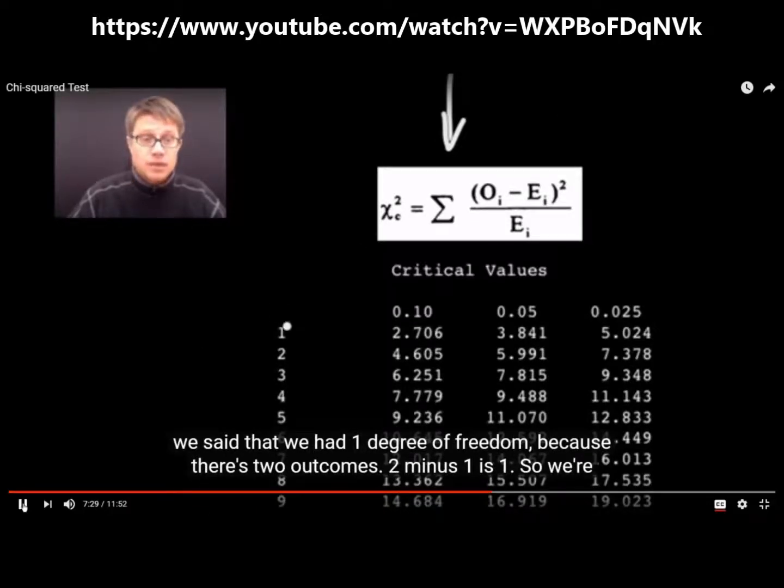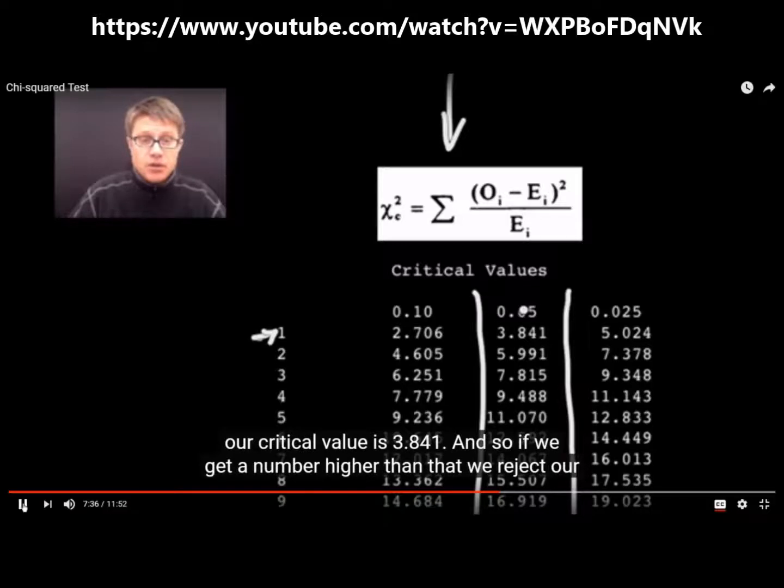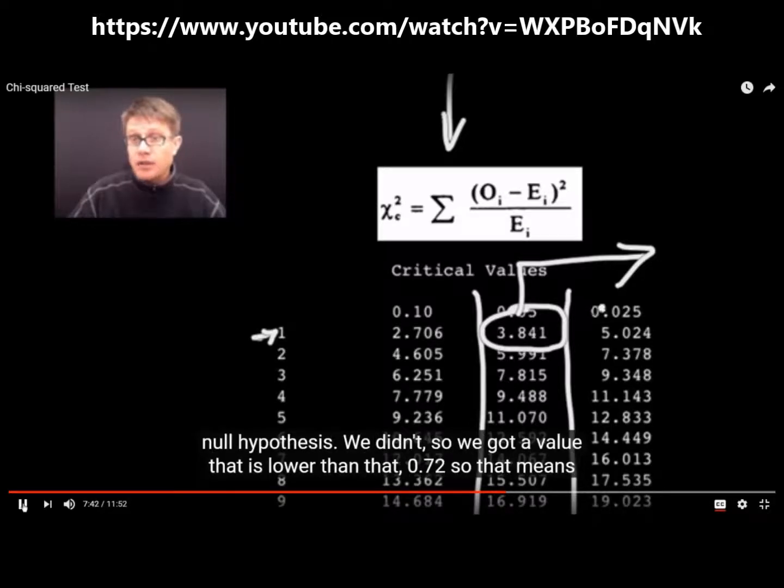2 minus 1 is 1. So we're in this row right here, and then here is our magical 0.05 column. And so our critical value is 3.841. So if we get a number higher than that, we reject our null hypothesis.